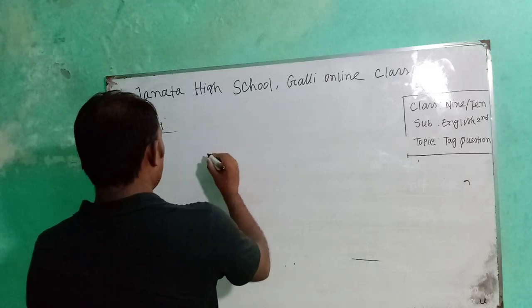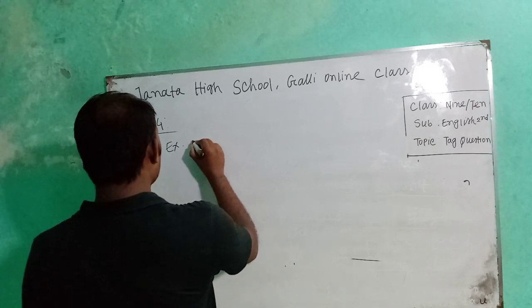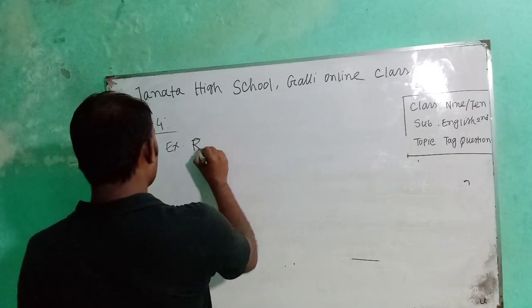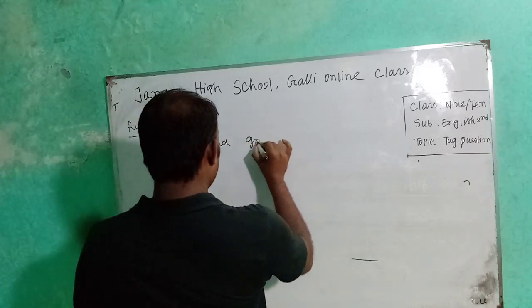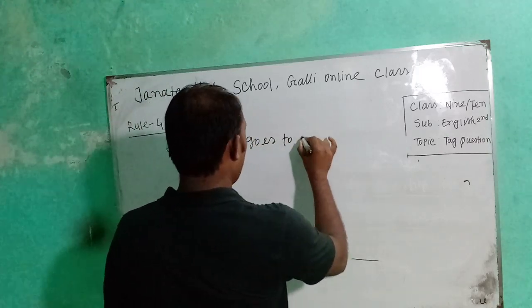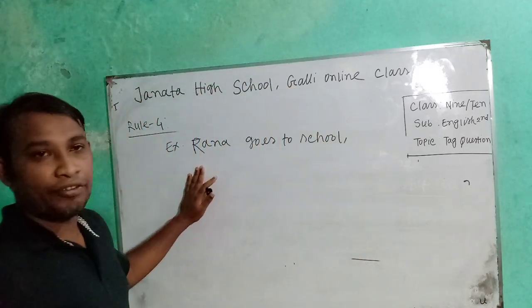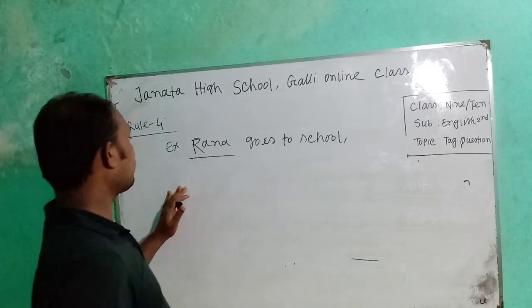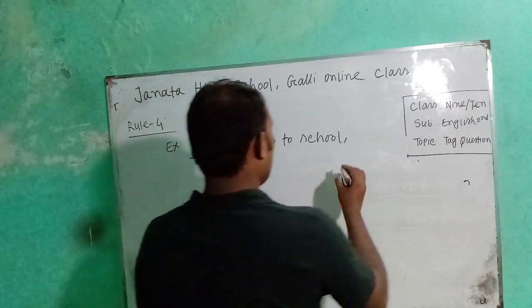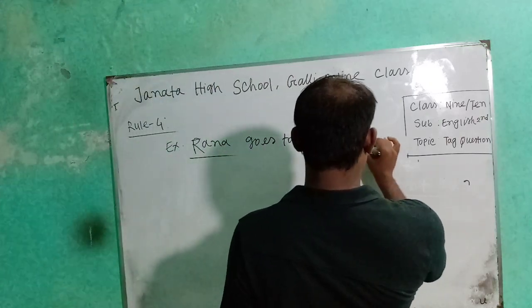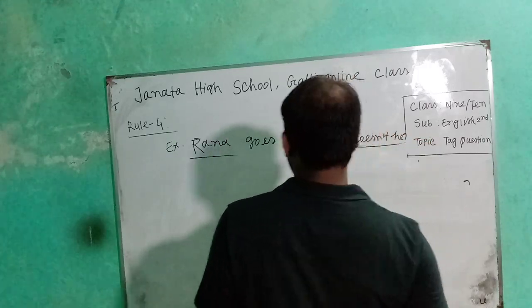If we find a man in a subject, Rana goes to school. Rana goes to school. We find Rana as a man, so we have to use he. Doesn't he?